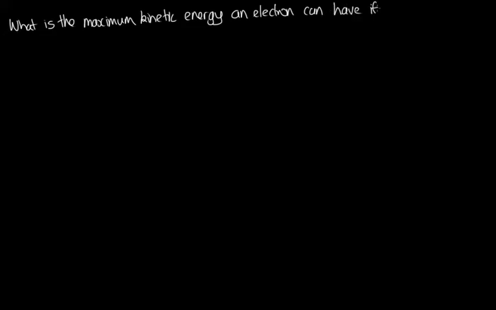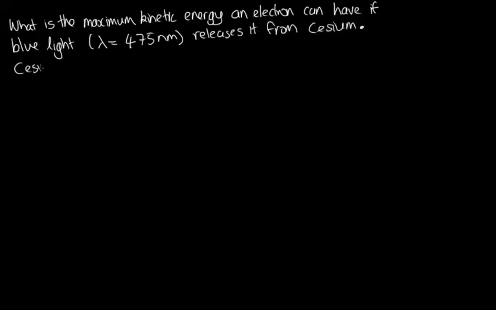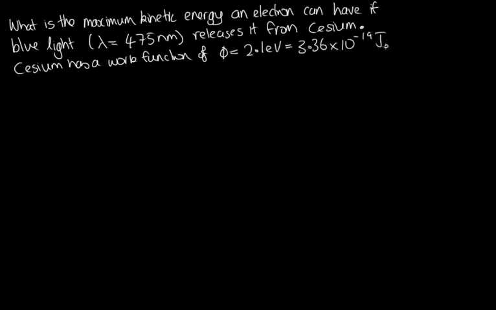Let's do an example now. What is the maximum kinetic energy an electron can have if blue light with a wavelength of 475 nanometers releases it from cesium? Cesium has a work function of 2.1 electron volts, and this is equal to 3.36 times 10 to the minus 19 joules. To get from electron volts to joules, you just need to multiply by the charge on an electron, which is 1.602 times 10 to the minus 19.